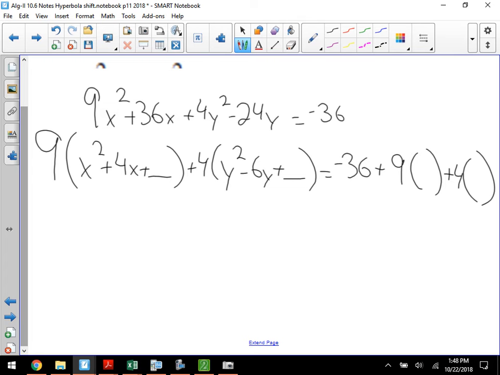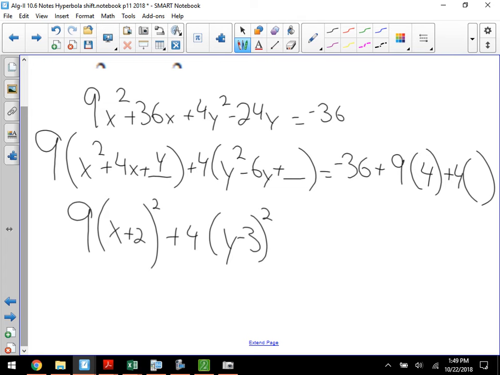Process. When you complete the square, you take half of b. What's half of 4? 2. That value of 2 goes into the parentheses. When I square it, what do I get? 4. So 4 goes to both sides. What's half of negative 6? Negative 3. So the negative 3 goes here. When you square negative 3, you get 9. So you put 9 in both spots. What's negative 36 plus 36 plus 36? 36.